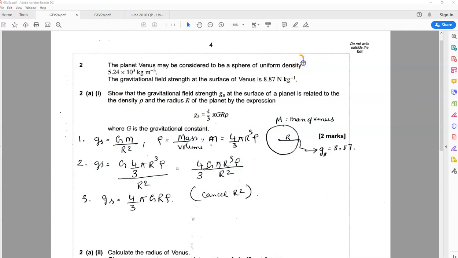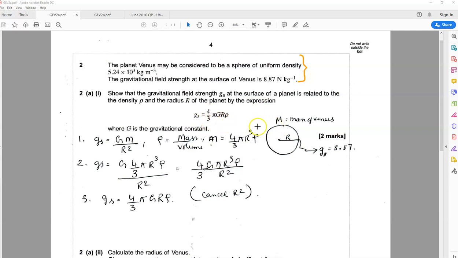Now this is the question. This has got a couple of facts, and you have to make a note of the density and also the given gravitational field strength at the surface of Venus. Now this is what you're supposed to do. Show that the gravitational field strength g at the surface of a planet is related to the density and the radius of the planet by the expression g = 4/3 π G ρ r.